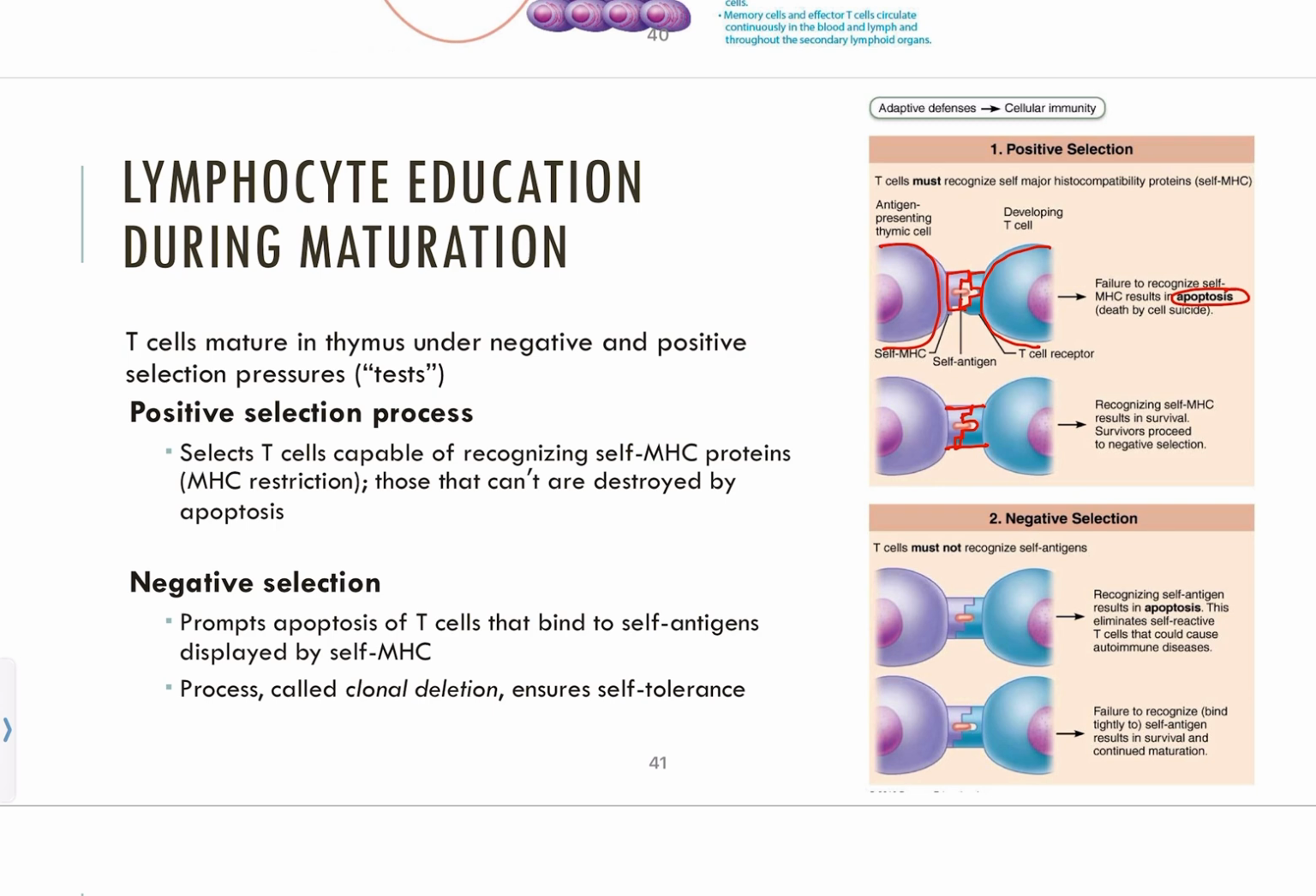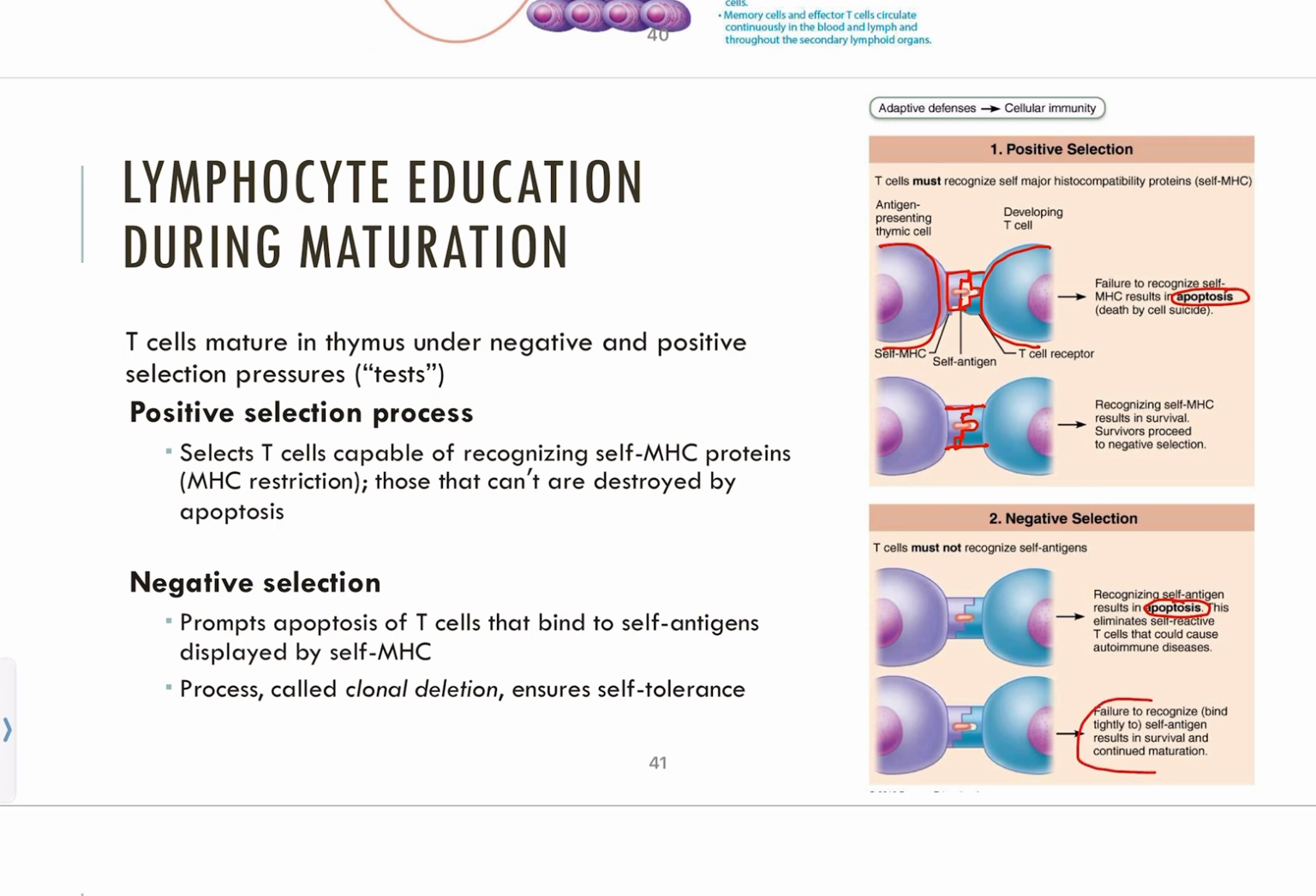So we want to make sure that it doesn't recognize our self-antigen, because if it recognizes our self-antigen, it's going to mark it for destruction. So here we can see that the T cell receptor fits nicely with the MHC and with our self-antigen, meaning it recognizes the self-antigen. So we don't want it to do that. So this cell is going to undergo apoptosis. If it doesn't recognize our self-antigen, meaning we don't want to go in and make a bunch of effector cells against it, then it's going to pass.